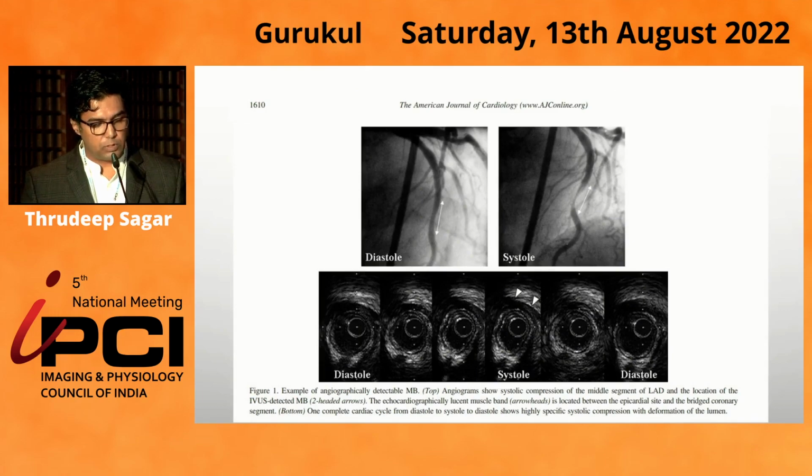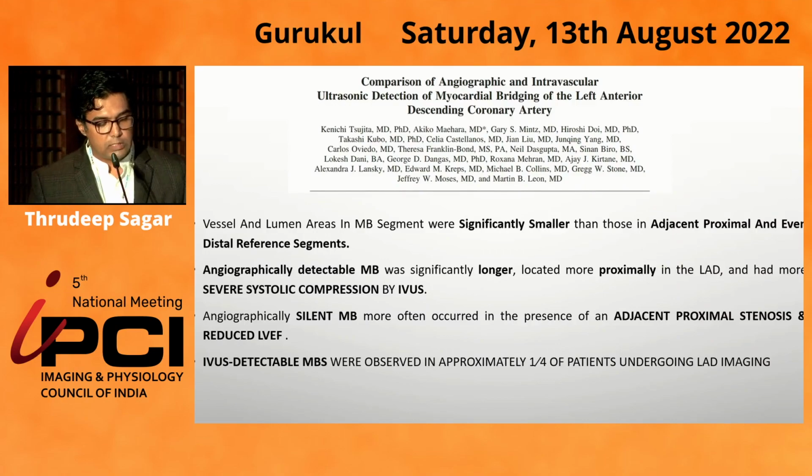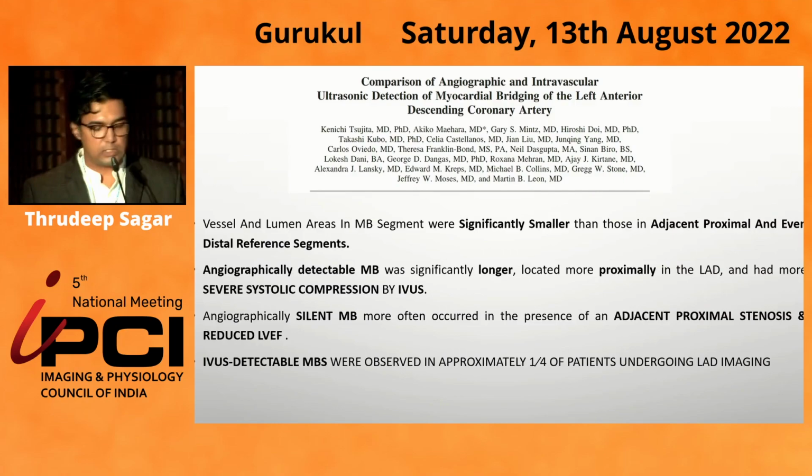From this study, angiographic systolic milking can be seen in the myocardial bridge area, and there is an echolucent area on IVUS. Again, in some cases in which there is no significant myocardial bridge angiographically, when we do an IVUS, it shows a significant echolucent muscle band. Thus, the study showed that the vessel and lumen area in the myocardial bridge were significantly smaller than those in adjacent proximal or even distal reference segments.